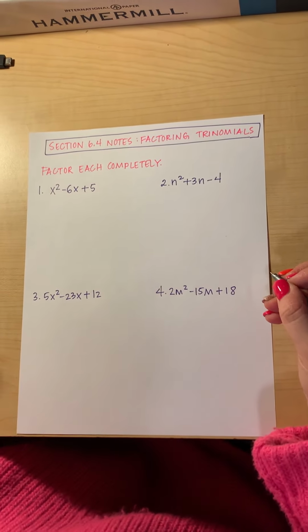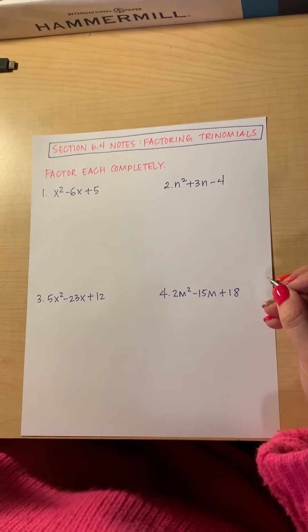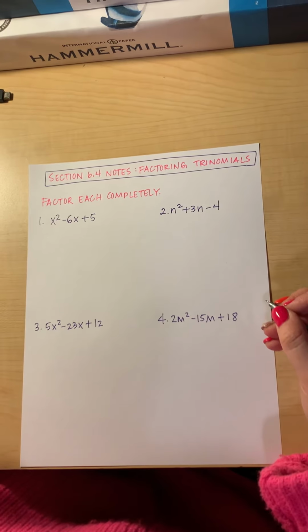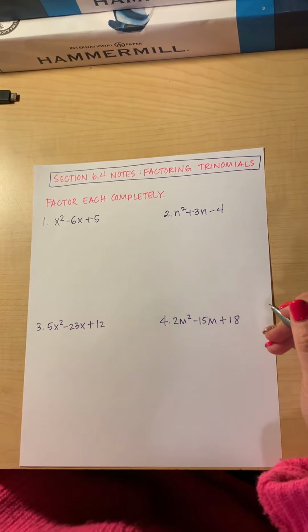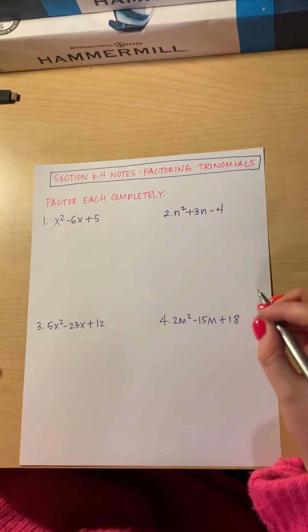This section is 6.4, factoring trinomials. We did a lot of this before we went on spring break, but I wanted to do a few more examples to remind you of how we actually go about factoring these.